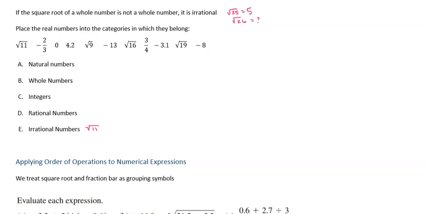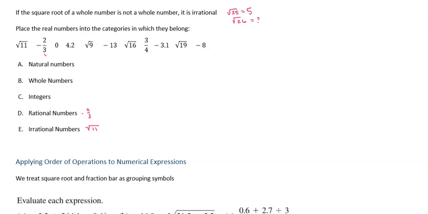All right, negative 2 over 3. So negative 2 over 3 is not a natural number. It's not a whole number, and it's not an integer. So it does fall into the rational number category, because when you put this in your calculator, you will get a repeating number. But the other definition is that you've got an integer on the top and an integer on the bottom, so it is a rational number. So negative 2/3 goes here.